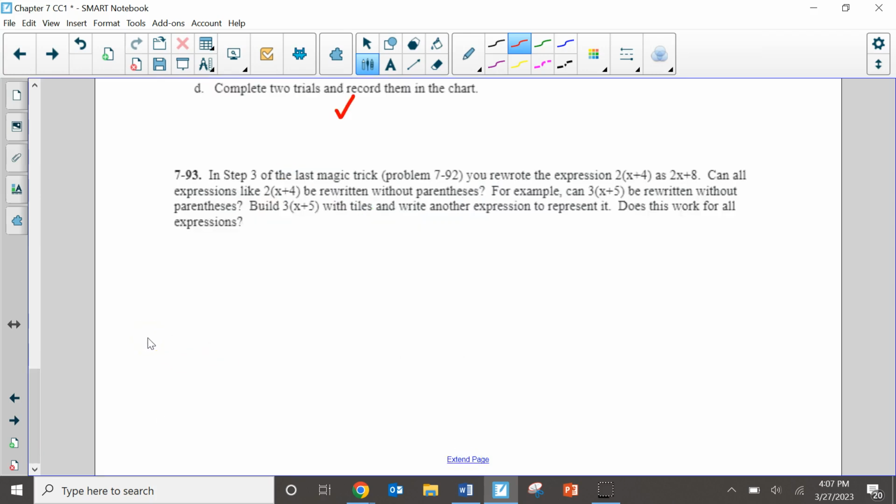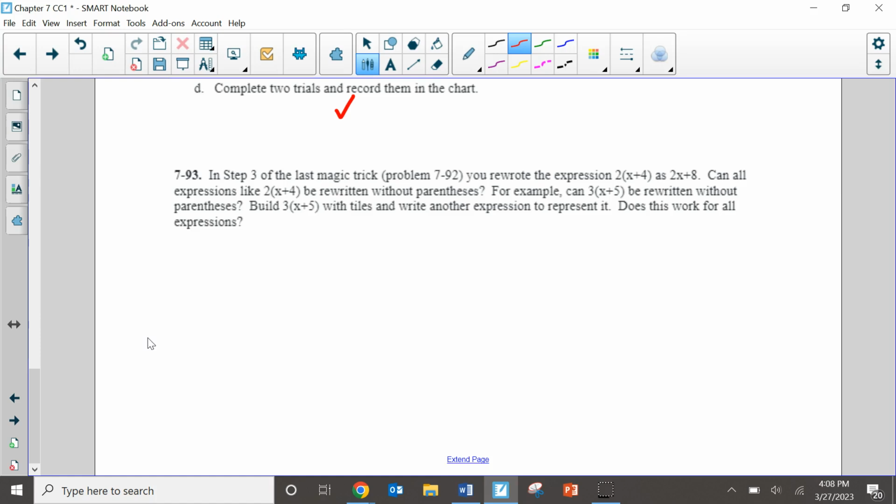All right, last question. It says, in step 3 of the last magic trick, you rewrote the expression 2 times x plus 4 as 2x plus 8. Can all expressions, like 2 times x plus 4, be written without parentheses? For example, can 3 times x plus 5 be rewritten without parentheses? Build 3 times x plus 5 with tiles and write another expression to represent it. Does it work for all expressions?